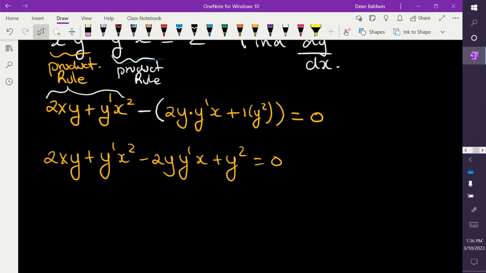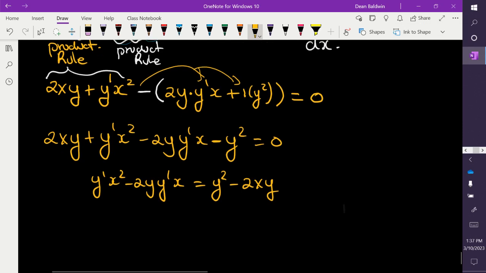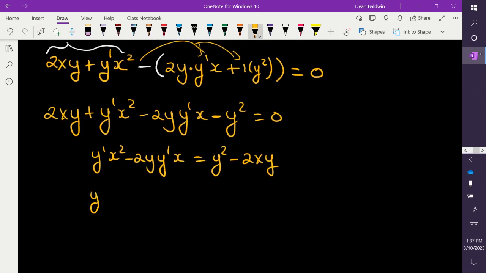What do we do now? So get everything that doesn't have a y primed to the other side and keep the y primes on one side, minus y squared. Look at that, I didn't even listen to my own rules. That was the whole point of me putting the brackets, and then I didn't do it. So just remember this multiplies in, right? Okay. So we have y primed x squared minus 2y y primed x is equal to y squared minus 2xy. Is that right? Did I do it right? Okay. Then we factor out a y primed. We get x squared minus 2yx.